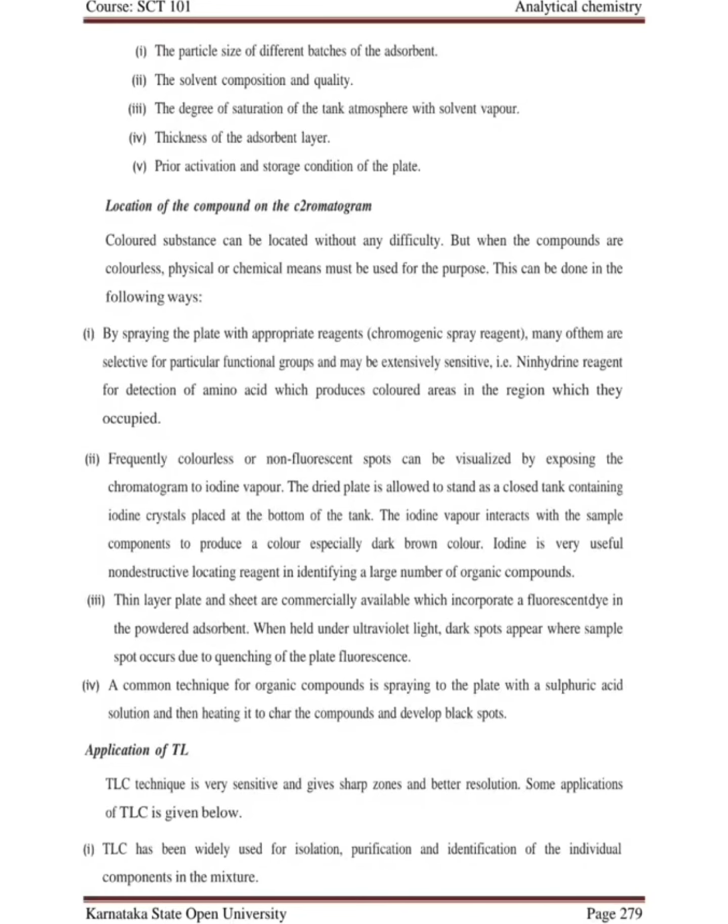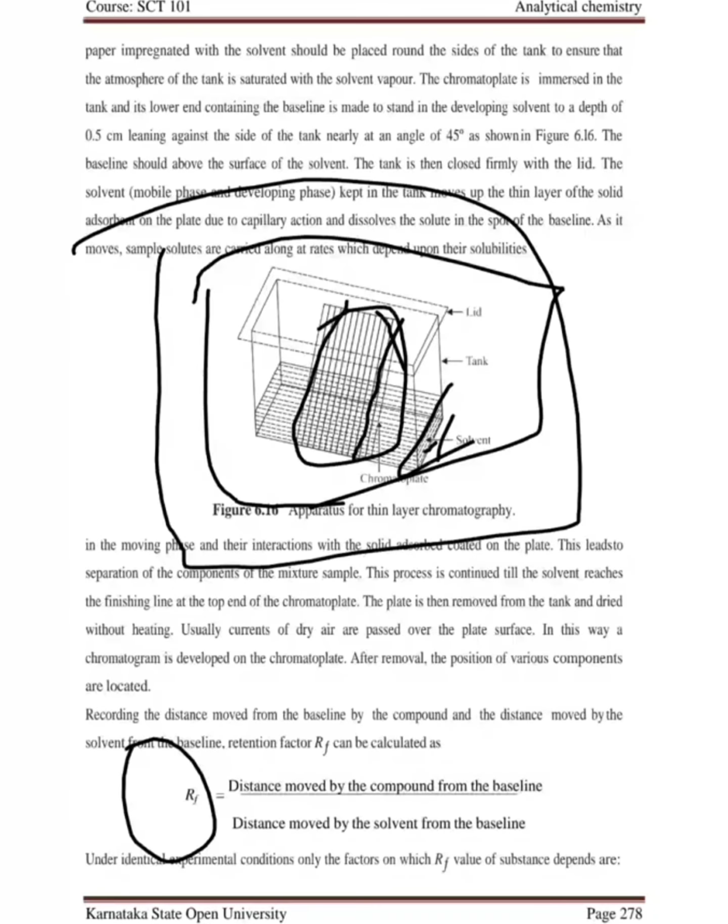This is the same technique used in paper chromatography for determining the Rf value: the distance moved by the compound from the baseline divided by the distance moved by the solvent from the baseline. We divide, and we get the value of Rf. Based on the value of Rf, we identify which compound is present in the given mixture.